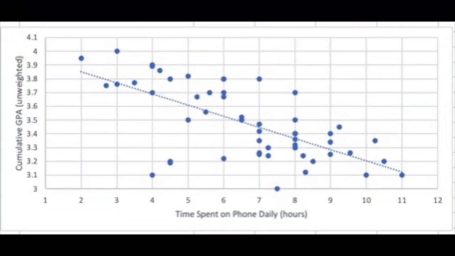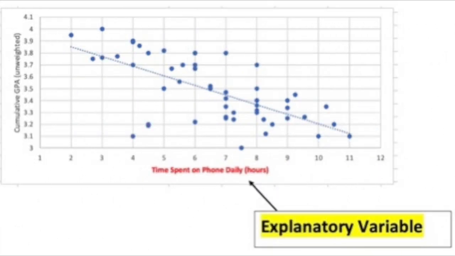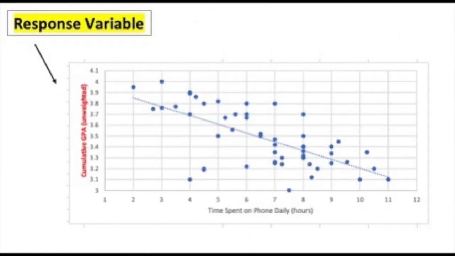In the next few clips, I'm going to be showing you guys all of my data that I found and the graphs. Now I'm going to be showing you the graph that I got after putting in my 55 responses. My explanatory variable is the time spent on phone daily in hours, and my response variable is the cumulative GPA for the spring semester of 2021. And this is going to be unweighted.